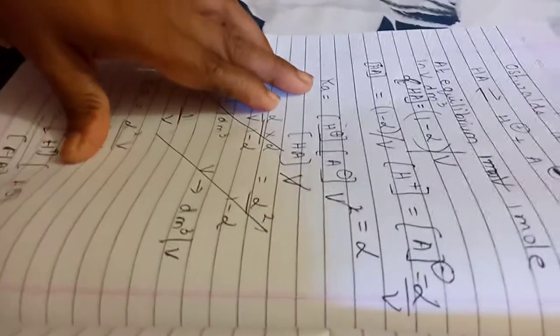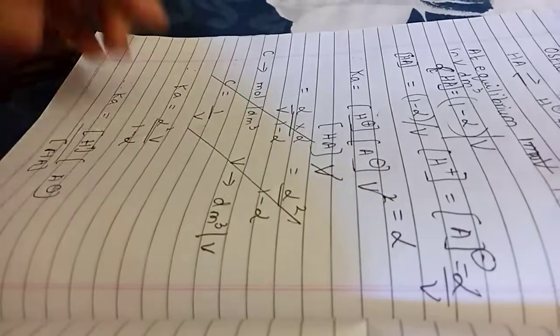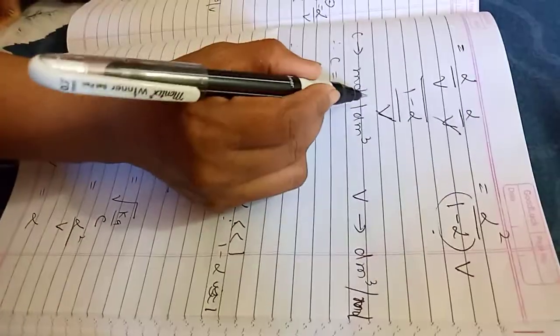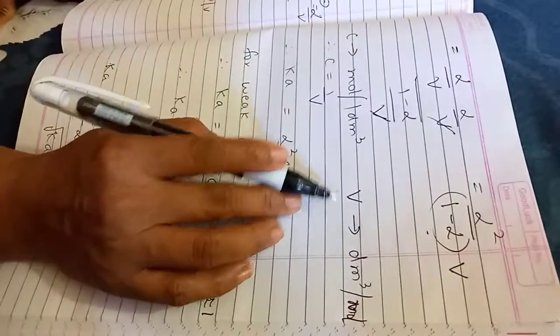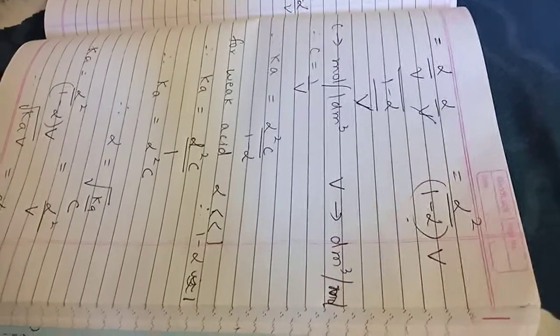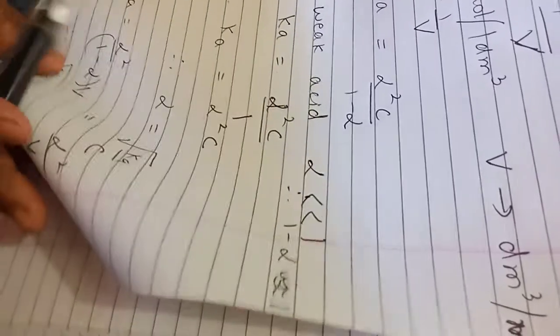Okay, dissociation constant of weak acid is concentration of product divided by concentration of reactants. Product concentration is alpha by V. Look, alpha by V into alpha by V divided by 1 minus alpha by V. We get alpha square over 1 minus alpha into V. If C is the concentration in mole per dm cube and V is the volume in dm cube per mole, C is equal to 1 by V. We get alpha is equal to under root of K by C, or alpha is equal to under root K into V. Okay.